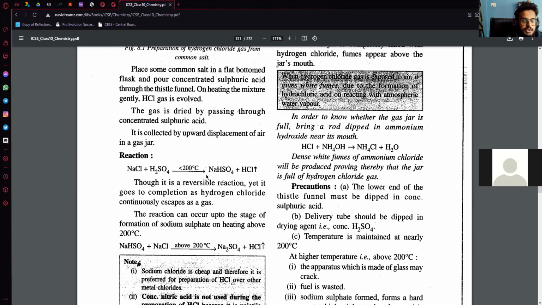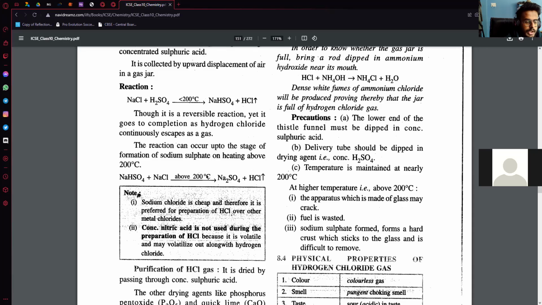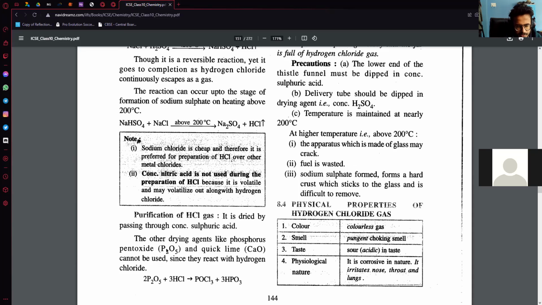Then there is one more thing you need to know: why not phosphorus pentoxide or quicklime? These two are also drying agents. Phosphorus pentoxide and quicklime are also drying agents. But what is the reason that we do not use these drying agents and prefer concentrated sulfuric acid over them? This is solely because HCl gas can readily react with these drying agents.